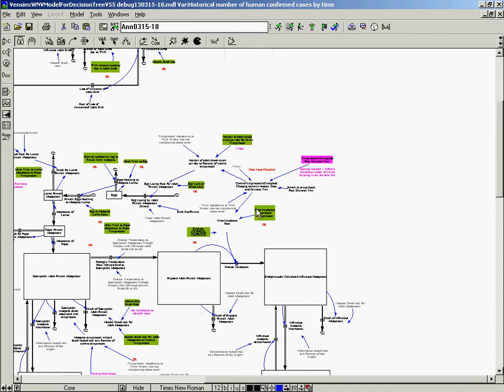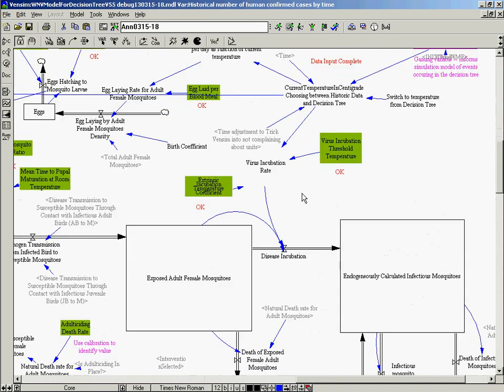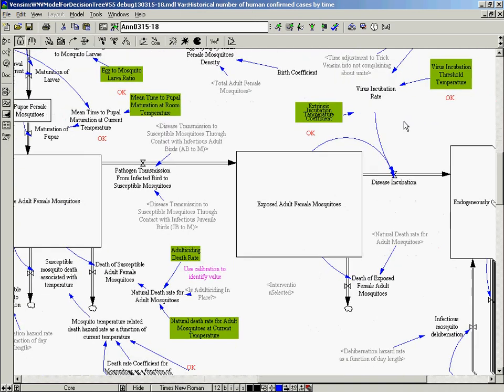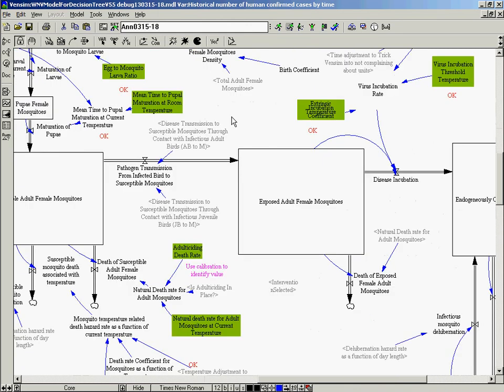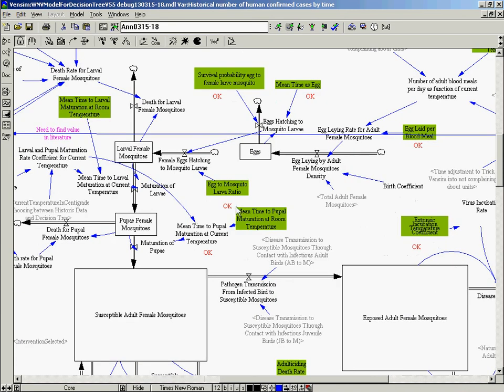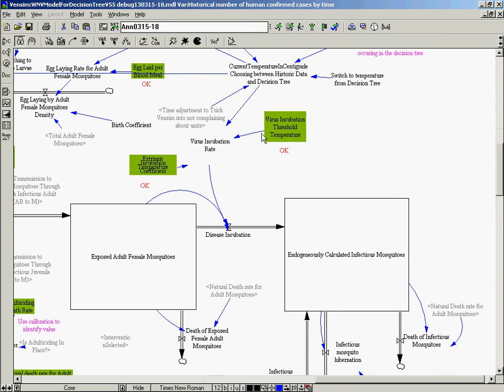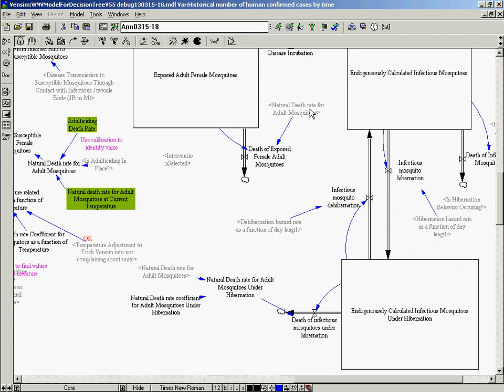Where do you see first order delays? Well, this is a complicated model of West Nile infection and so on. But there are actually quite a few first order delays. Mean time to this and this, larval mosquitoes. Mean time to pupal maturation, these larval mosquitoes. Disease incubation, and there's a virus incubation rate by which they proceed here. These are just first order delays. Look at this, natural death rate and the number of mosquitoes. This whole model is littered with these first order delays.